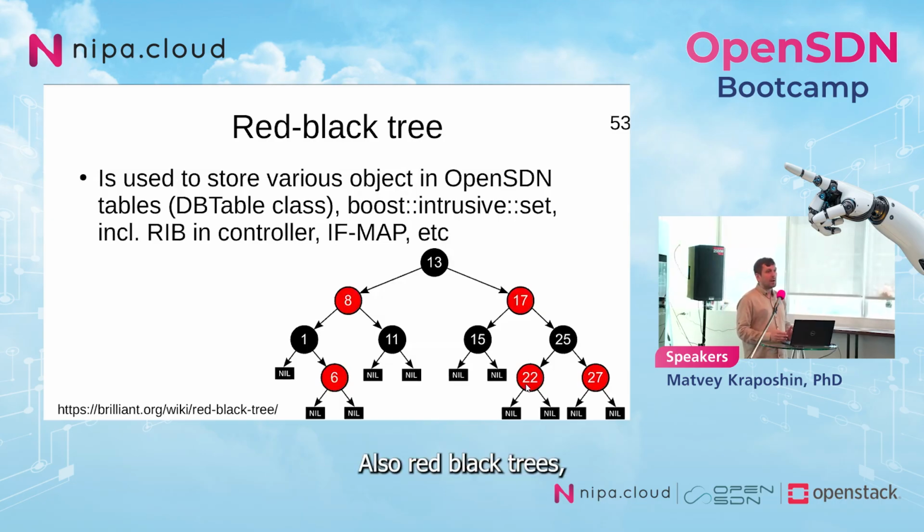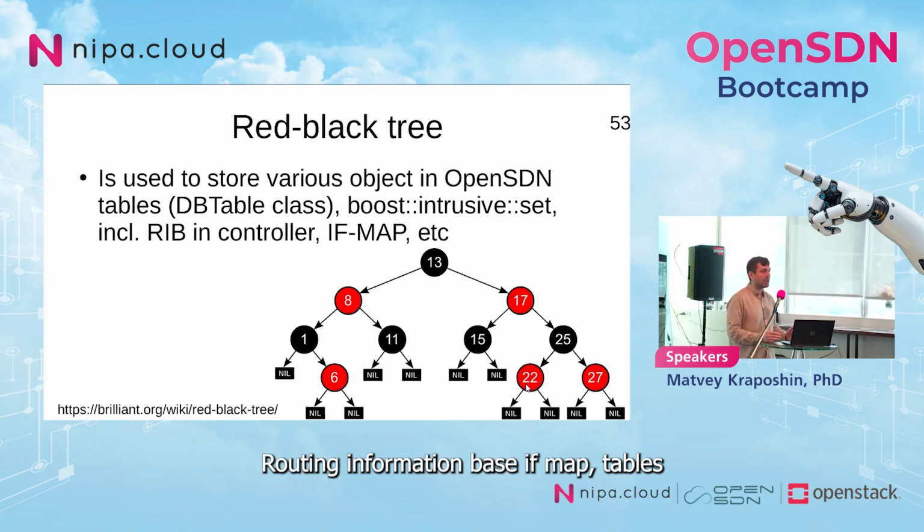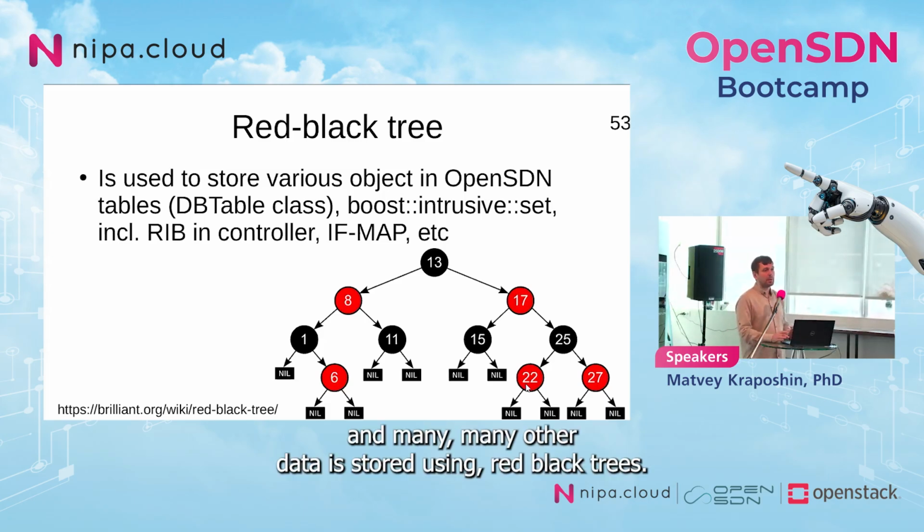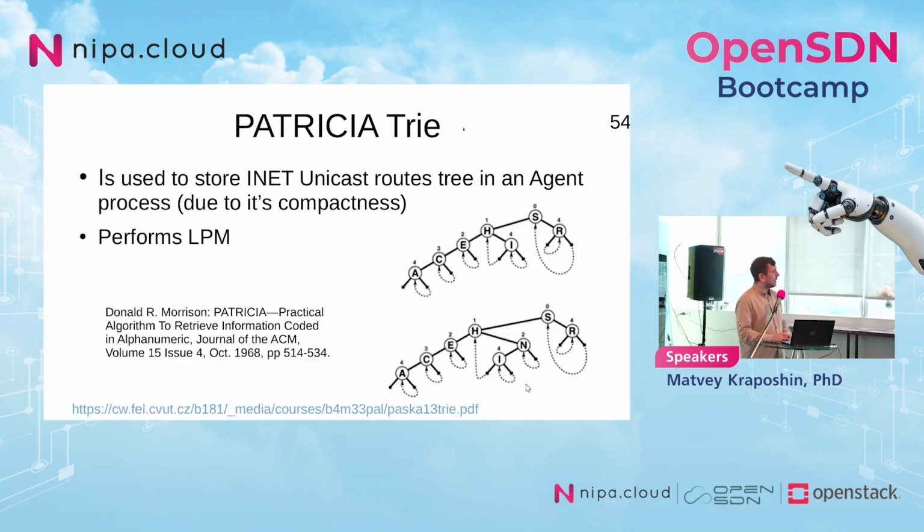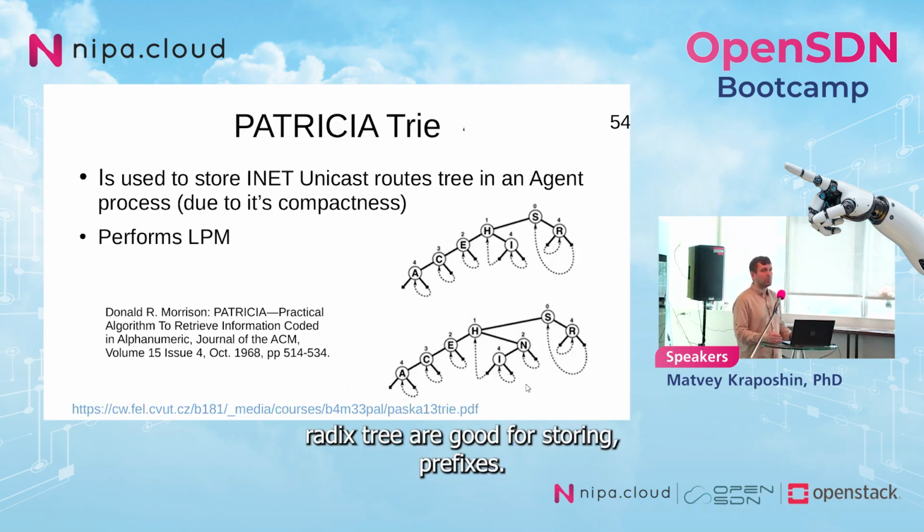Also, red-black trees are extensively used for storing information like routing information base, ifmap tables, and many other data is stored using red-black trees. Patricia trees are also frequently used for inet unicast routes. It's obvious because radix trees are good for storing prefixes.